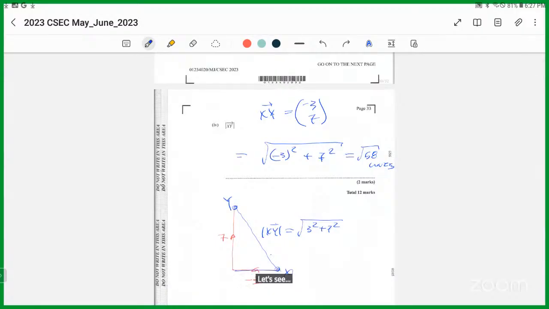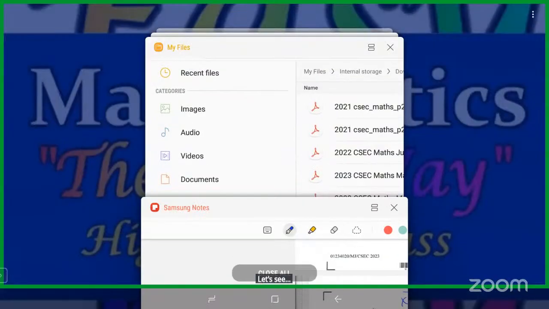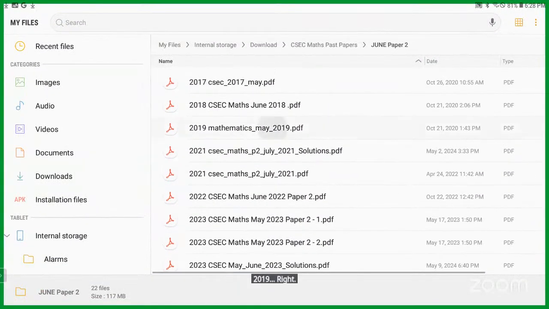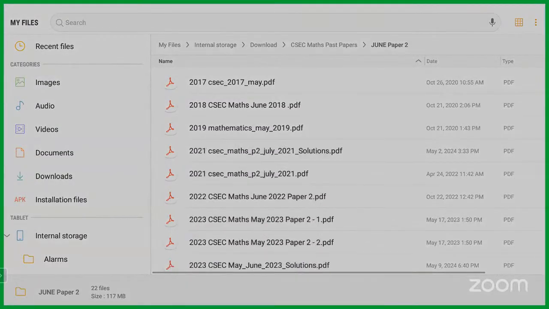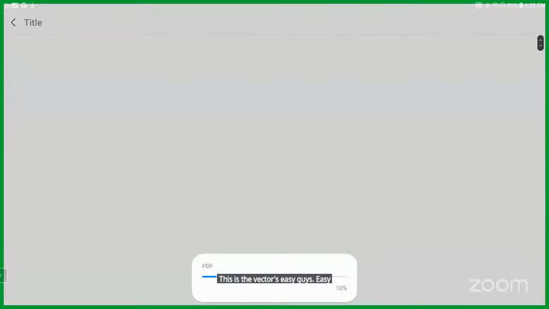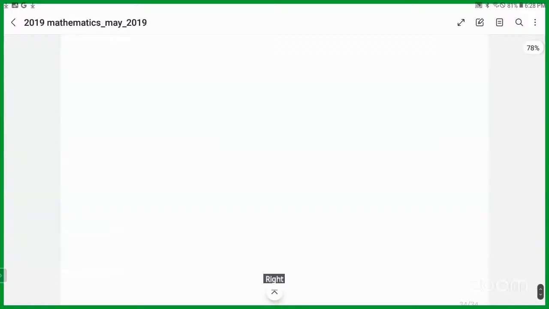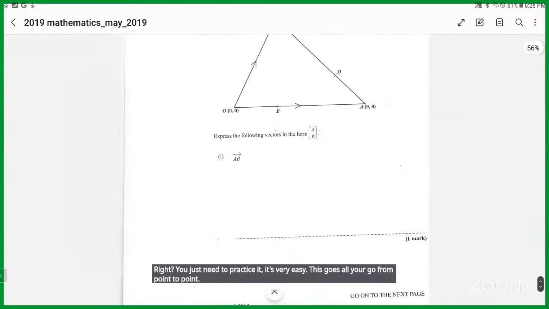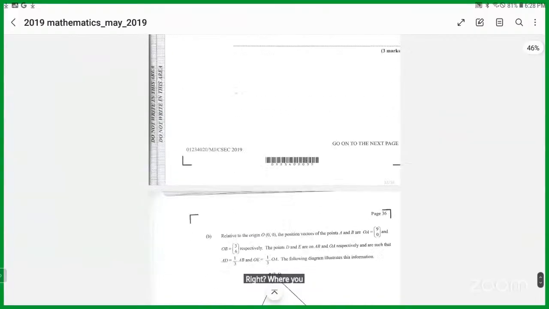Alright, so that's 2020. Let's go to 2019 now. 2019, right here. So you see the vector is easy, guys. You can do it in the class and understand it in the class. You can do it in the exam. You just need to practice it. It's basically just how you go from point to point. That's what it is really at this level for the most part.